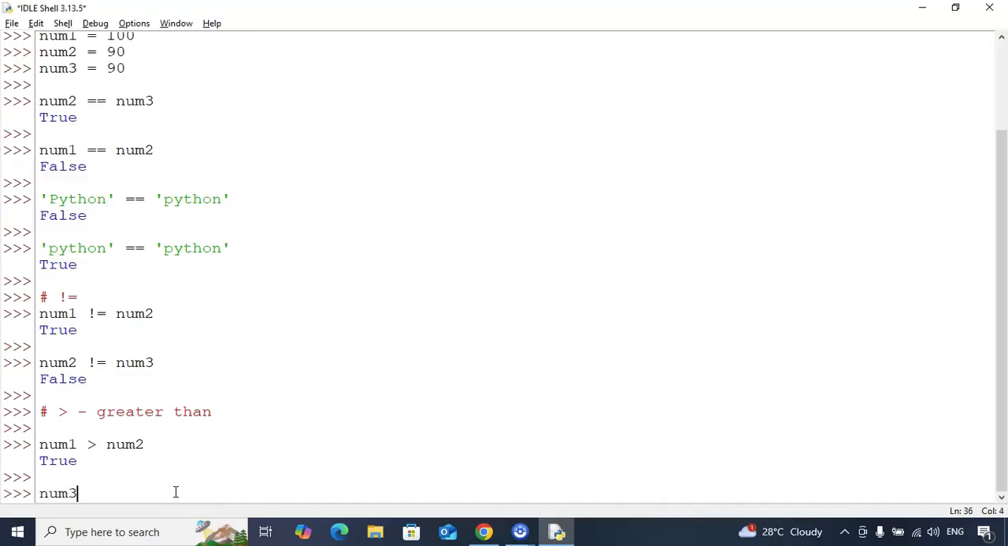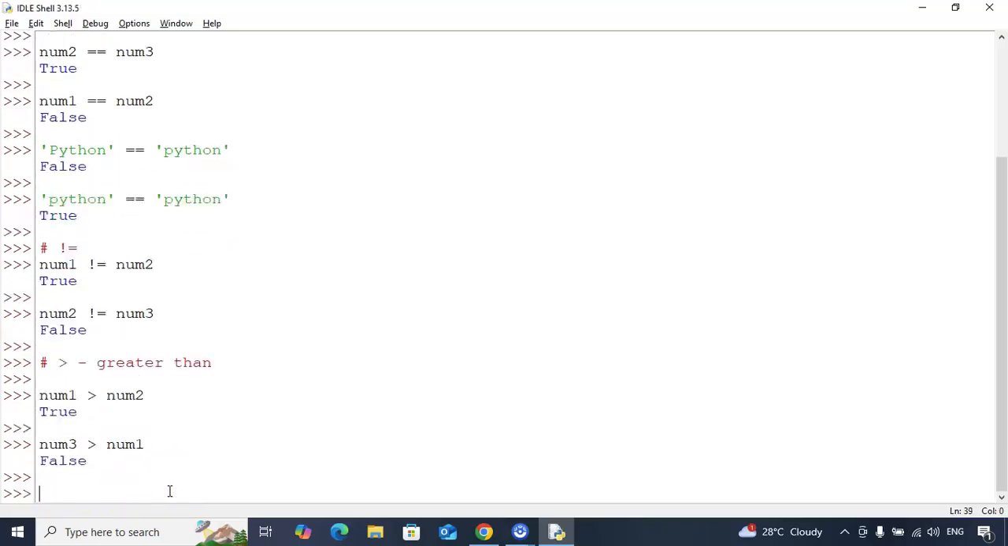And if we compare the right side value, which is num3, 90, with num1, which is 100, the right side value is not greater than the left side value, so we'll get False. As simple as that. Next is the less than operator.